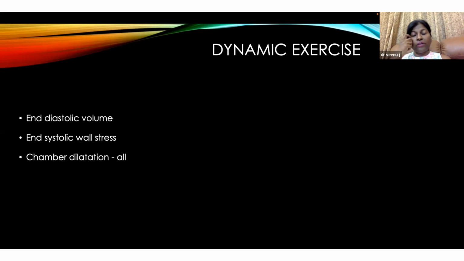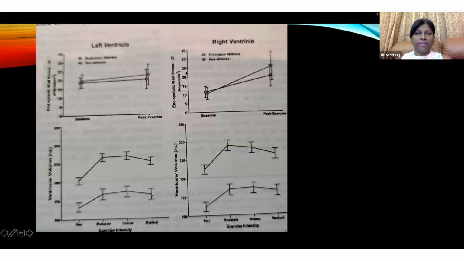So when there is dynamic exercise, one is the volume increases and also the wall stress increases. Basically, because some amount of afterload increase is there, both for the LV as well as for the RV. So this way, all the chambers can actually undergo some form of dilatation, which is part of the remodeling due to the exercise.